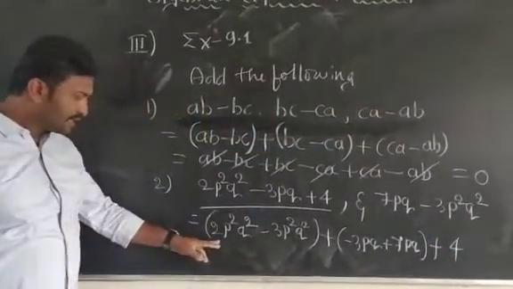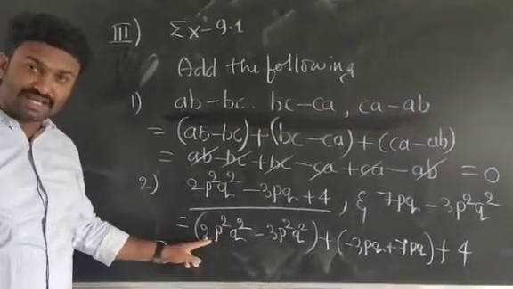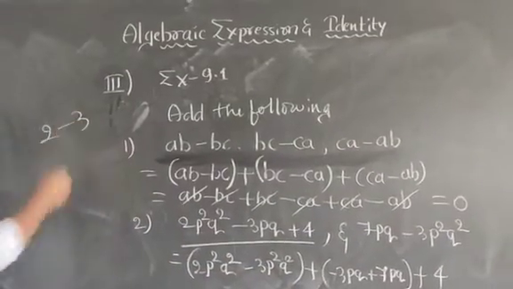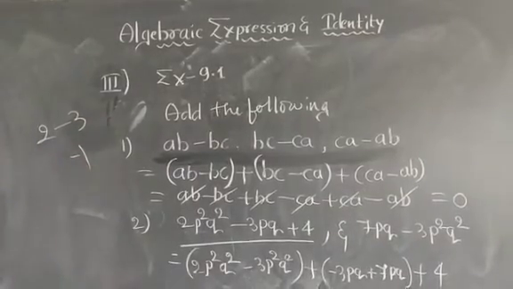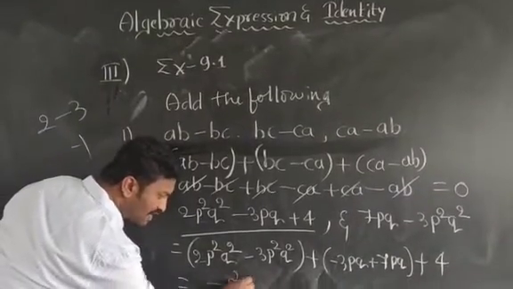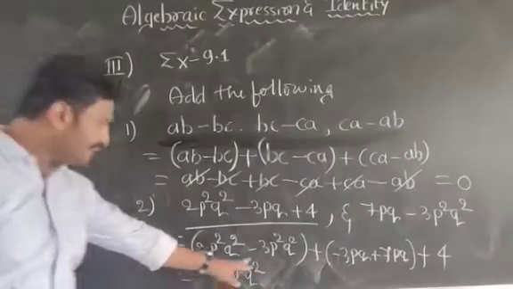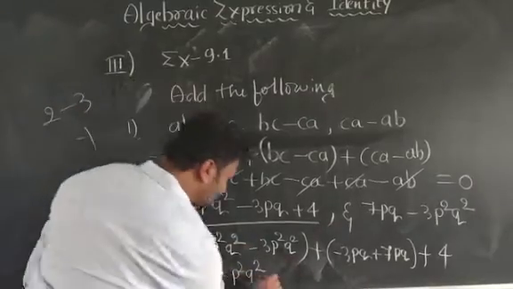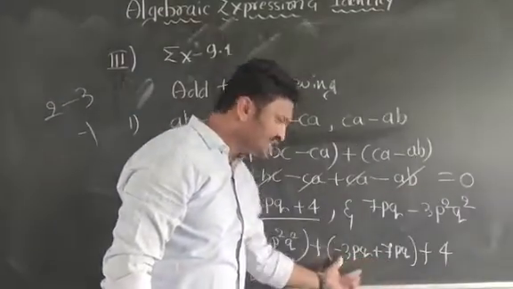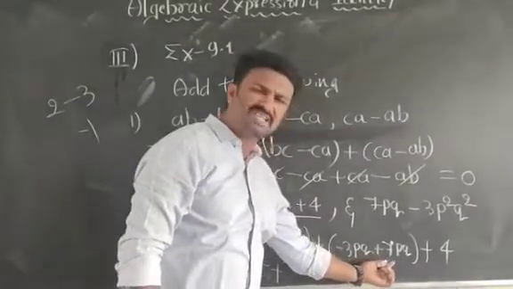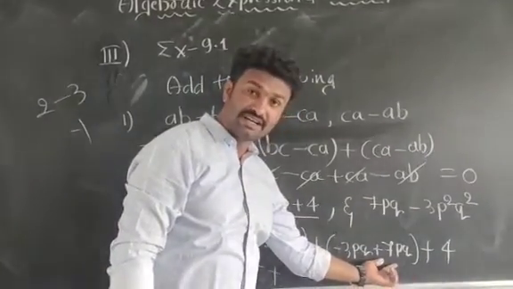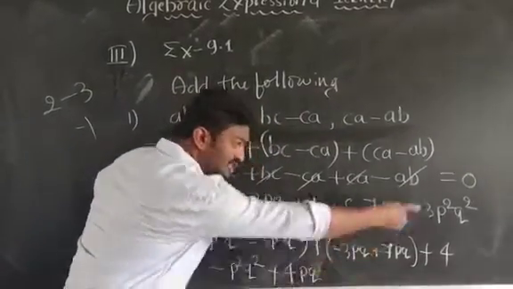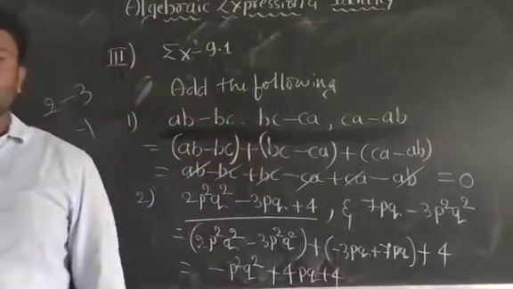And what remains here? Here 2p square q square is there, here minus 3p square q square is there. 2 minus 3, how much? Minus 1, right? Minus 1 p square q square remains. Which one is bigger? Minus 3 is bigger. And plus sign: which one is greater here, minus 3pq or plus 7pq? 7pq is greater. 7 minus 3, how much? 4pq. What is the last? Plus 4.